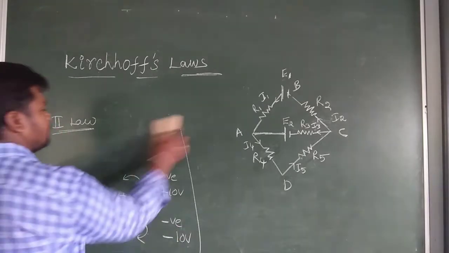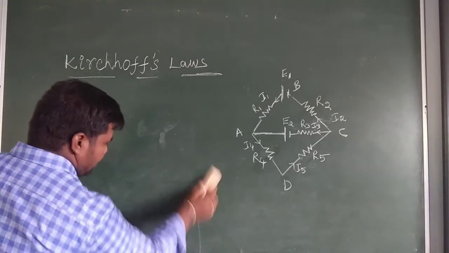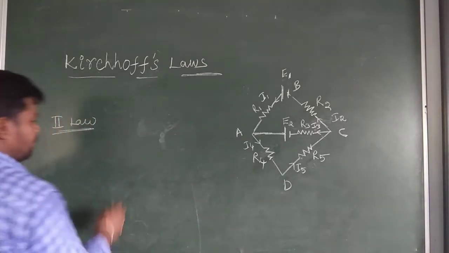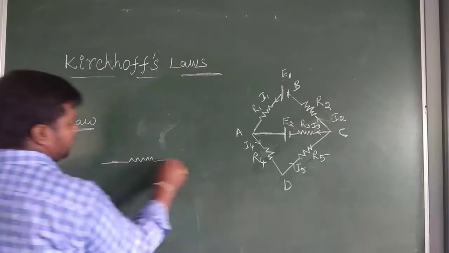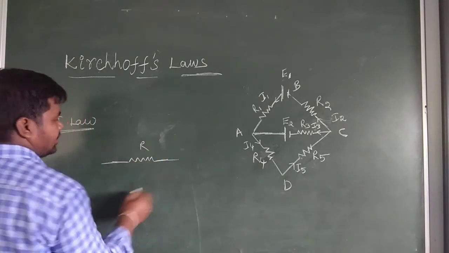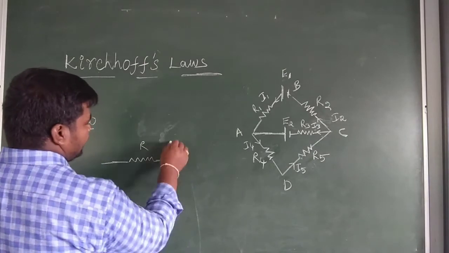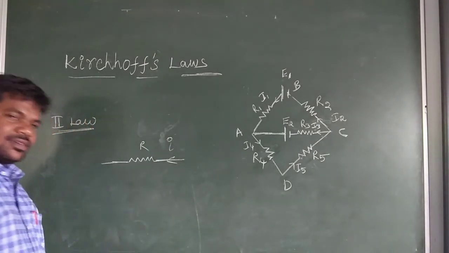Coming to the second sign convention: if a resistor is there, the current flows through the resistor, and the current is denoted I.